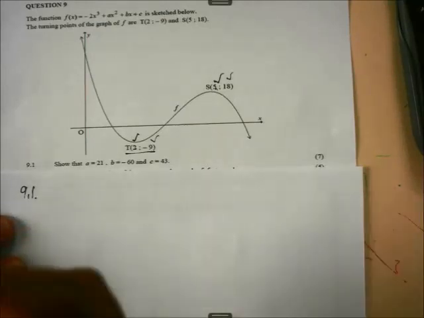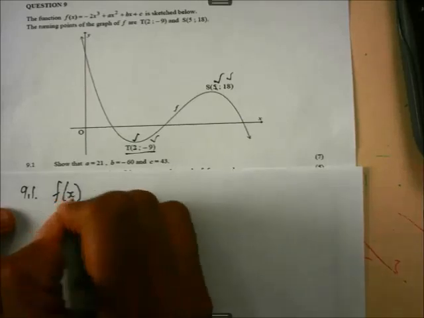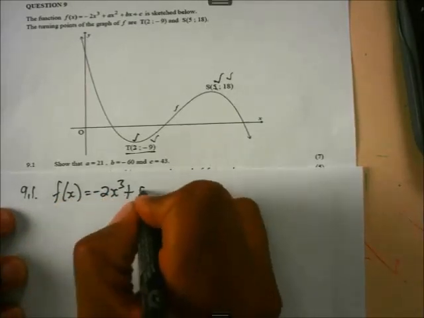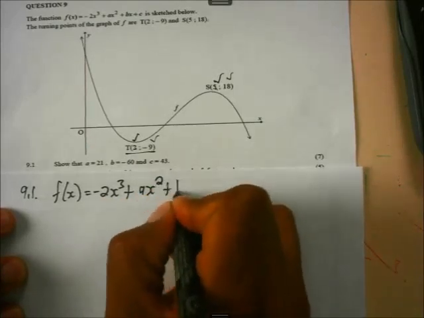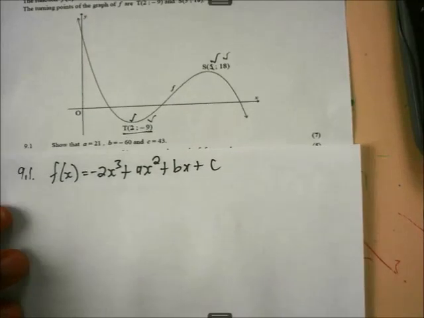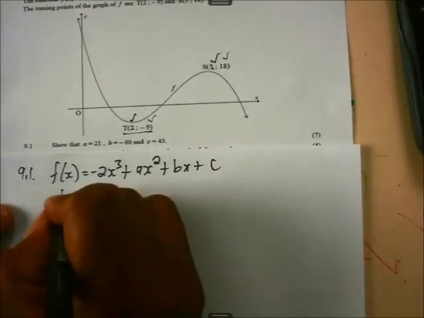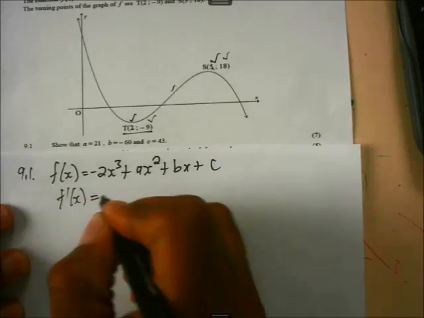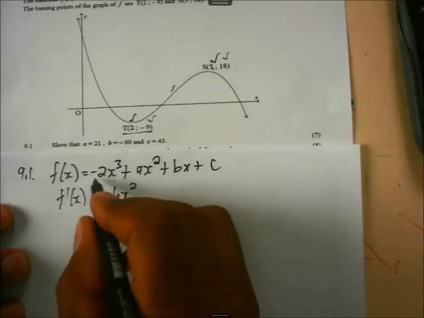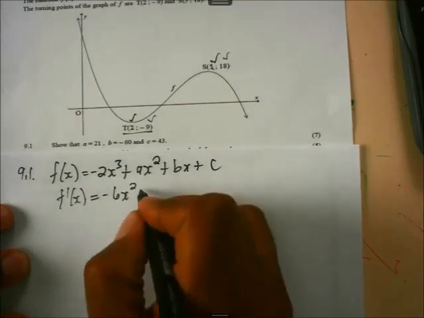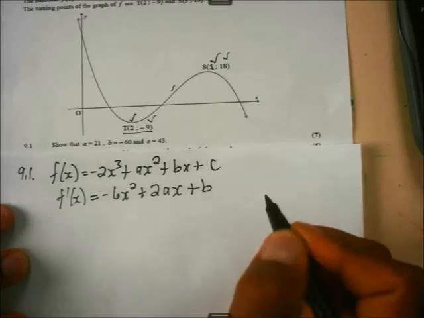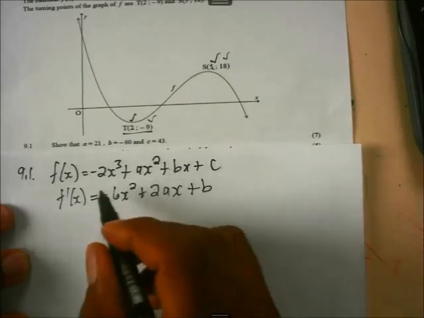Boys and girls, that is the information we need to solve this problem. Now we have f at x is equal to minus 2x to the power of 3 plus ax squared plus bx plus c. We said for turning points we need the derivative. It means we must have f prime of x is equal to minus 6x squared, that is the derivative of minus 2x to the power of 3, plus 2ax, then plus b. That is the derivative of f.